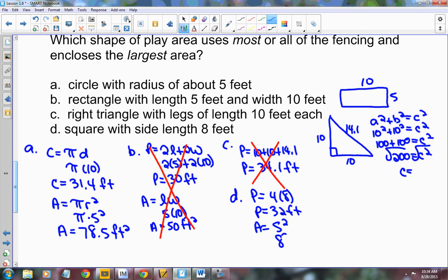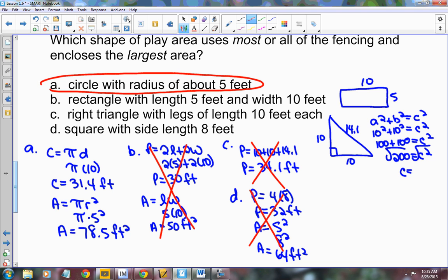And so 8 squared is what? 64 feet squared. Okay, so what do you think? Should we go with this one, or should we go with our first one? If it was my dog, I would want to give him more room to play, wouldn't you? Because this one's going to give him about 14 and a half more square footage to play in, isn't it? Even though it doesn't use quite as much fencing. It's enough, yeah. It's pretty close. So this one's out, and we're going to go with a circle with a radius of 5 feet.